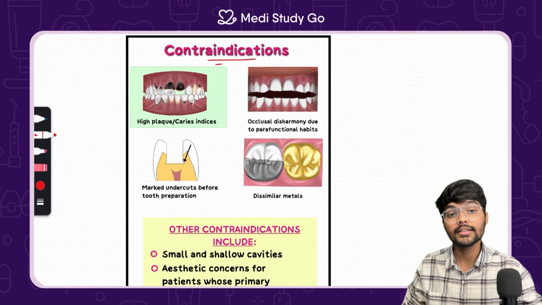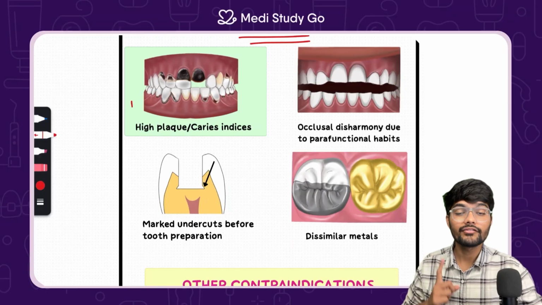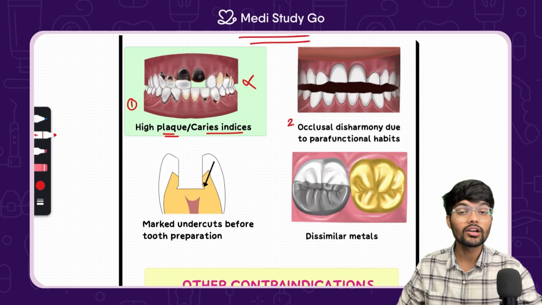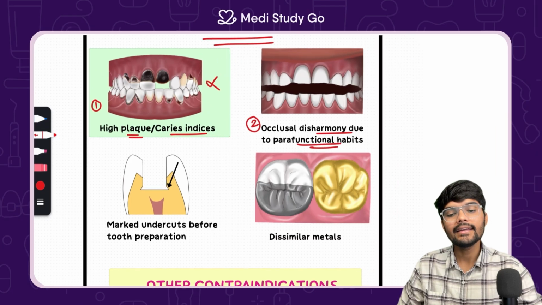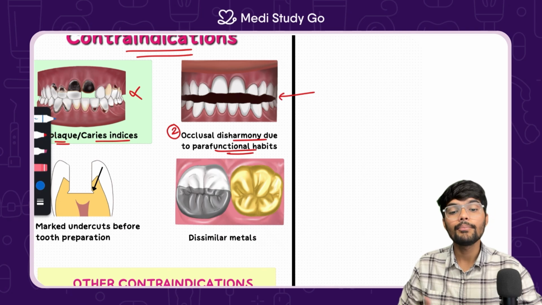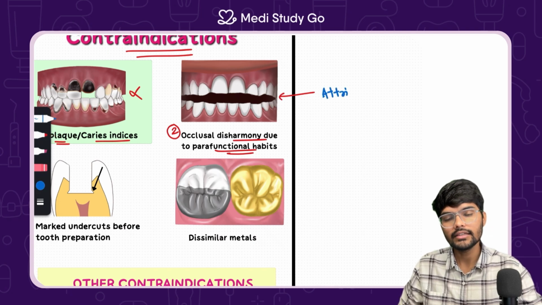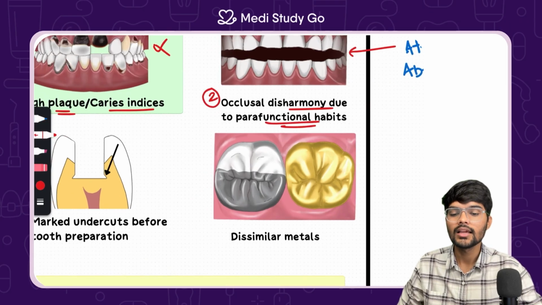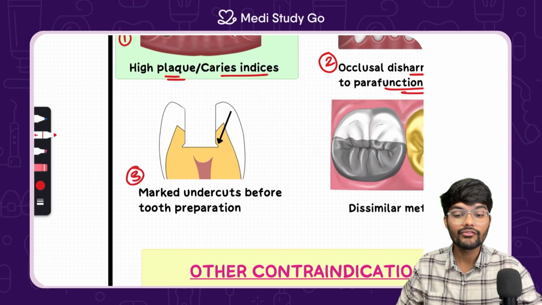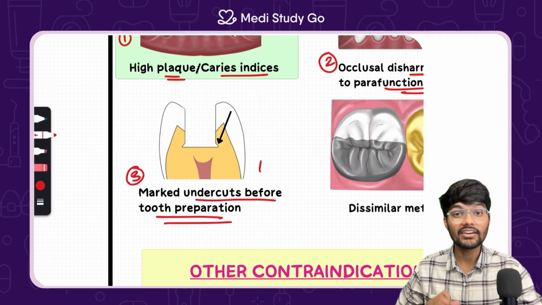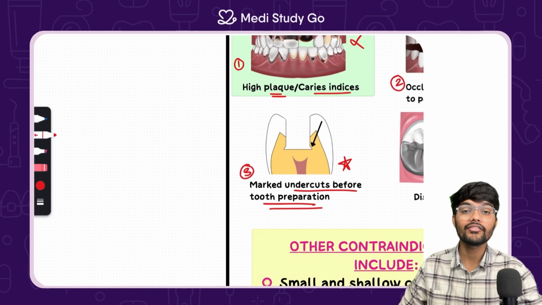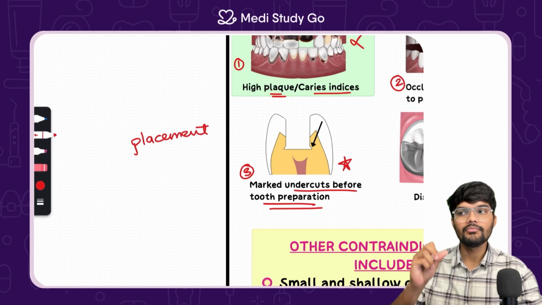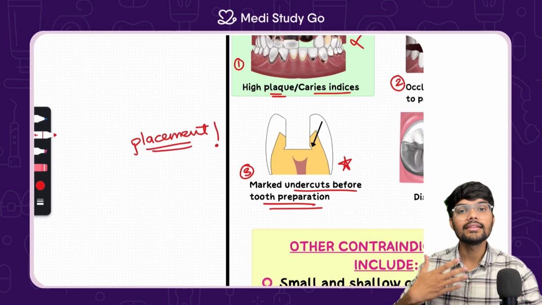Now moving to the contraindications of inlays and onlays. First is high plaque or caries index, because we definitely do not want a bad prognosis. Second is occlusal disharmony due to parafunctional habits. This basically involves attrition, abrasion and similar wasting habits. Third is marked undercuts before tooth preparation. This is a very important point because it is going to interfere with the path of insertion, the placement of the restoration or the inlay.